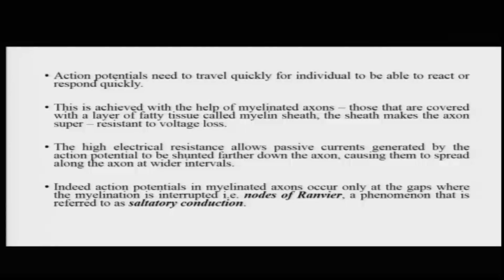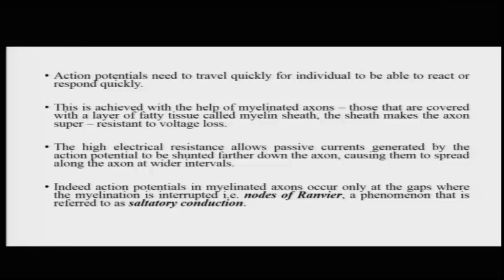Now these action potentials need to travel quickly for an individual to be able to react or respond quickly. For example, if you are touching a very hot substance or a prickly substance, you will see that the reaction is very quick. You will immediately take your hand off. This applies not only to humans but to all other mammalian species which have this kind of system. So the action potentials need to travel rather quickly for an individual to be able to respond in situations that need a quick response.